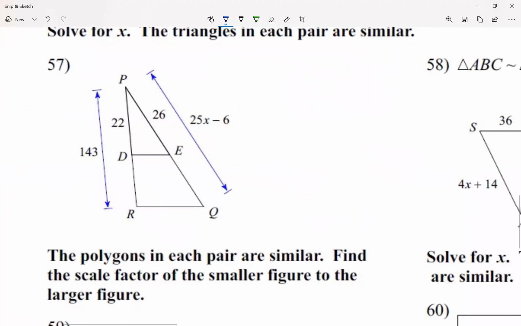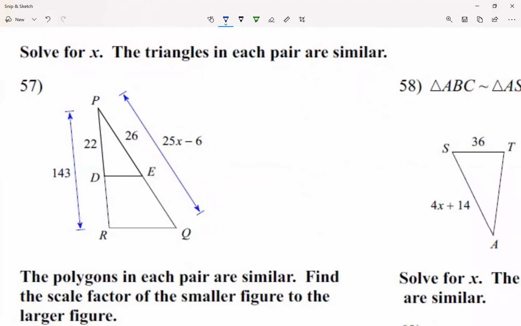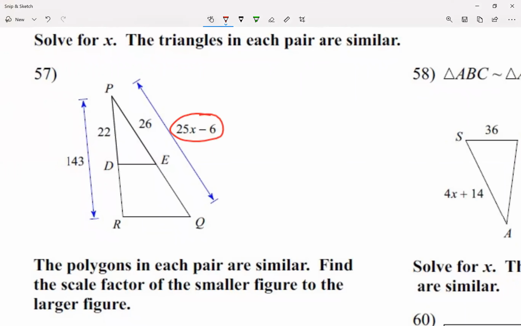Take a look at number 57. Solve for x, the triangles in each pair are similar. Okay, so pretty much kind of like question number 56, the one we just worked right now. So I'm going to say from the big triangle, and when I say big triangle, I'm talking about PQR. I'm going to use the measurements 25x minus 6, and that's corresponding with 26. I'm also going to use 143, which is corresponding with 22. The two measurements that I circle, let me make a fraction out of those.